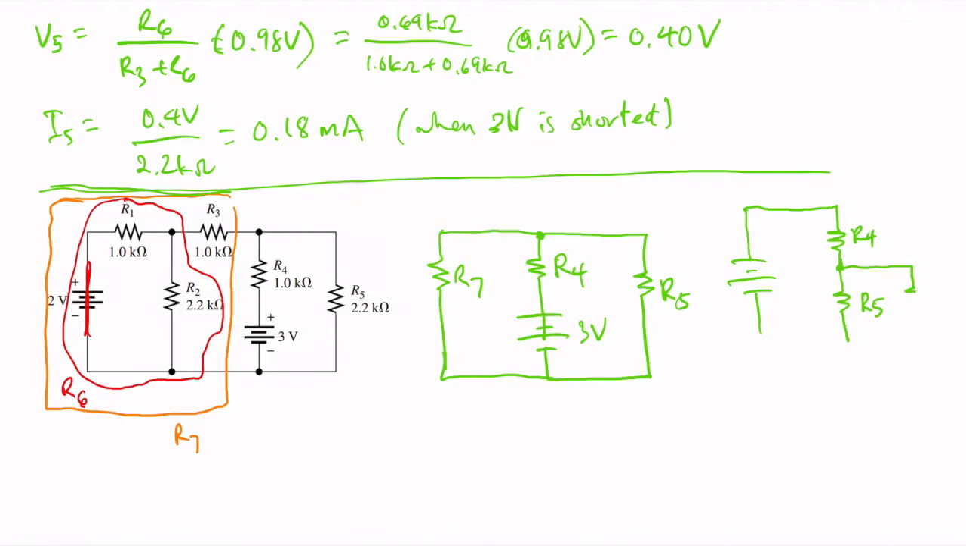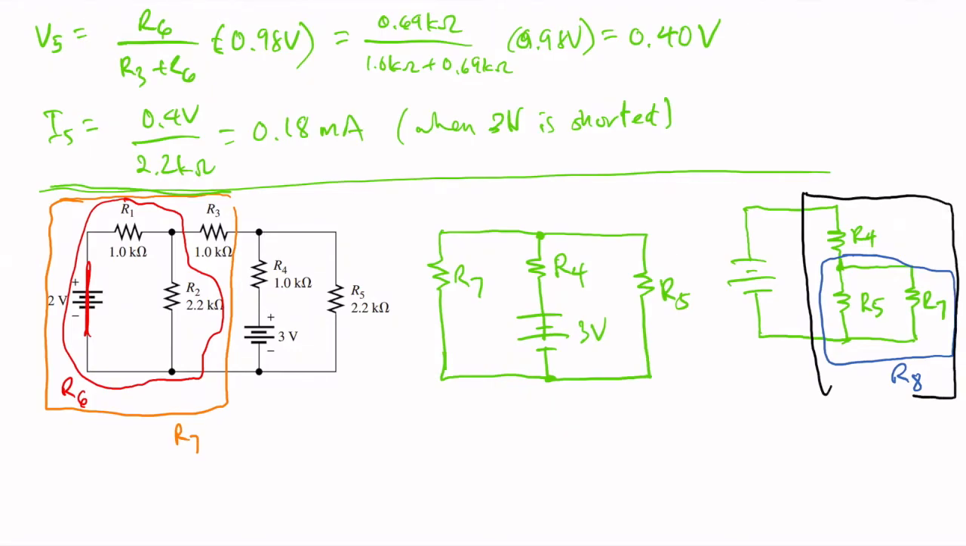and R7. Now the other end of R5 is connected to the negative terminal of the 3 volt source. And also the other end of R7 is connected to the negative terminal of the 3 volt source. So this is what it looks like. The next step would be to simplify R5 and R7. This is going to be our R8. Finally, we have our R9, which is just the sum of R4 and R8.